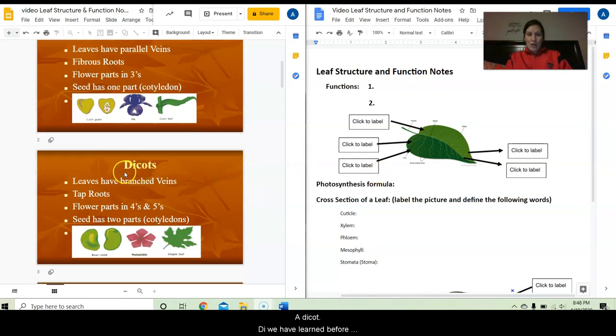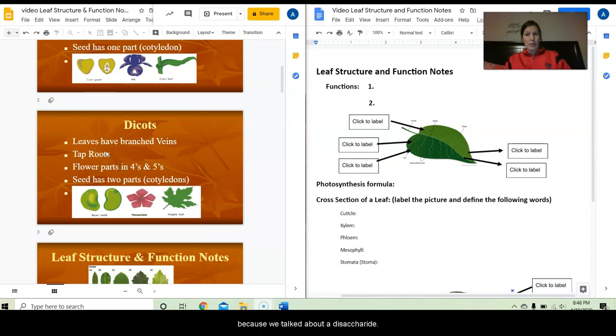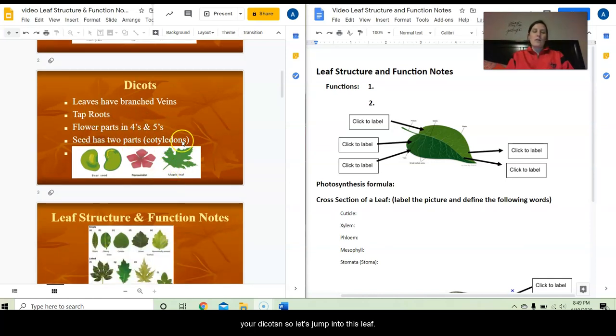A dicot, we've learned before because we talked about a disaccharide. Dicot means 2. So it's going to have 2 cotyledons in its seed. And they're a little bit more complex. So they're going to have these branched veins where all the veins are going in different directions. They're going to have tap roots, and their flowers are going to be higher multiples. So 4s and 5s. So this is where you might have 12, or maybe 8 petals. So that would be your dicots.